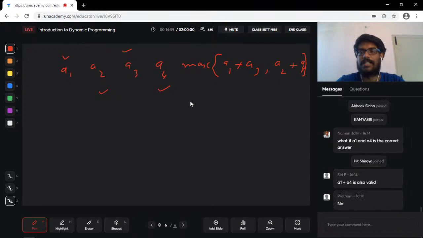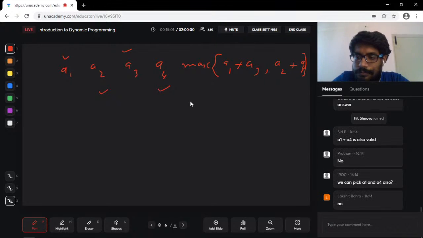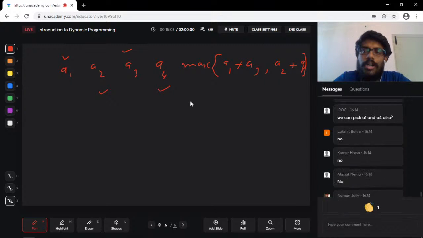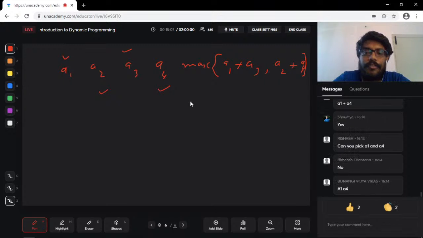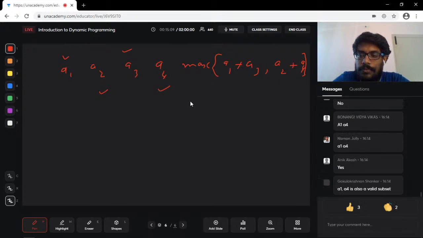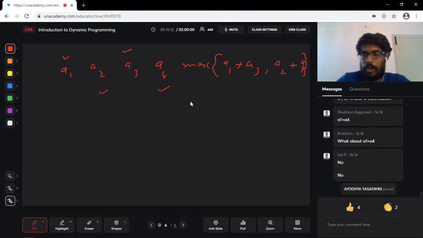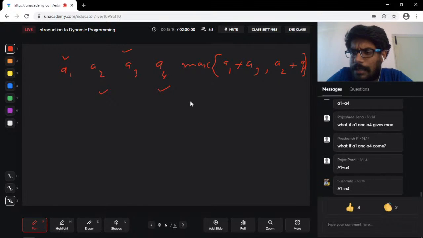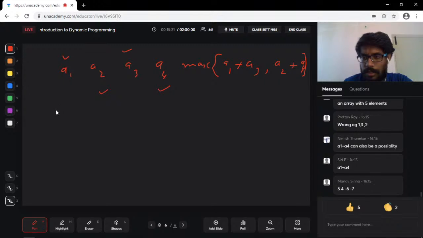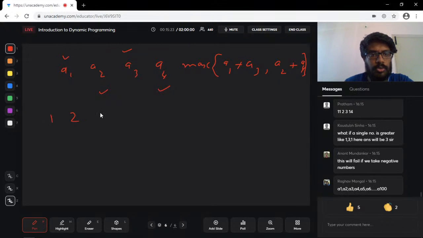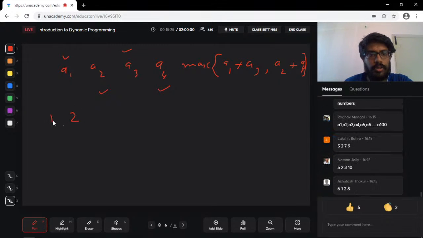How many of you think this is right? Okay, if it's not right, give me a counter example for this. Give me an array for which this solution will fail. Yeah, a lot of you are guessing it correctly, but give me a concrete example. Correct. 4, 2, 3, 8.